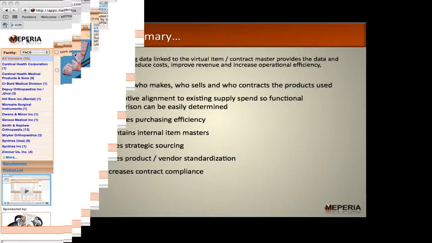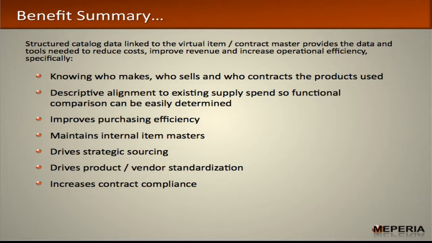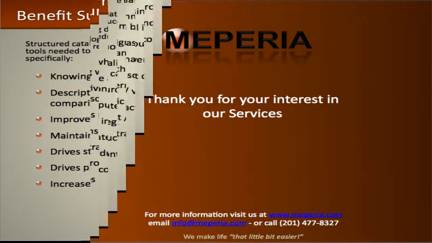Structured catalog data linked to a virtual item or contract master provides the data and tools needed to reduce cost, improve revenue, and increase operational efficiency. You can know who makes, who sells, and who contracts for the products used. You can create descriptive alignment to existing supply spend so functional comparison can be easily determined. It improves purchasing efficiency. You can maintain internal item masters, drive strategic sourcing, drive product and vendor standardization, and increase contract compliance.